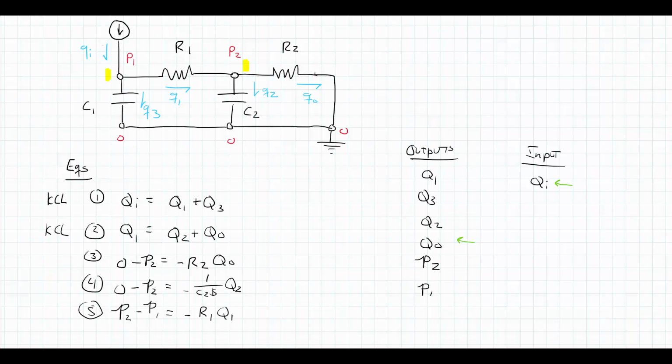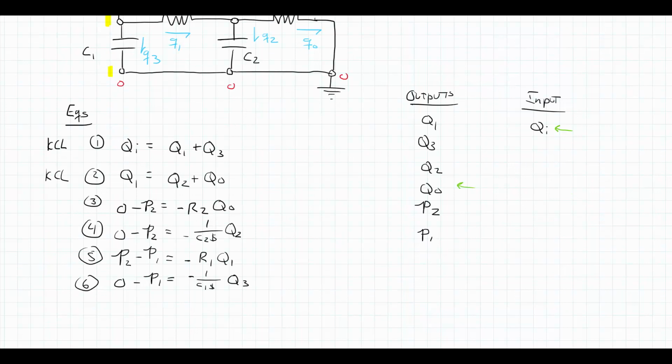Q1 already appears here. I have 6 outputs, so I need at least one more equation, and I still have one more node-to-node voltage drop I haven't used yet. I haven't gone from P1 down to the lower left. So going with Q3, 0 minus P1 equals the voltage drop across a capacitor, negative C1S times Q3 is the current.